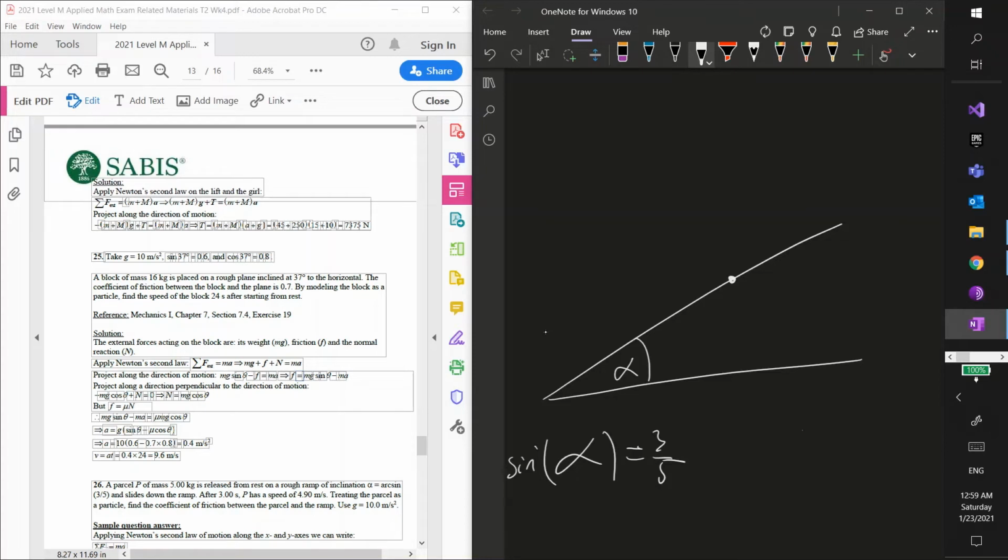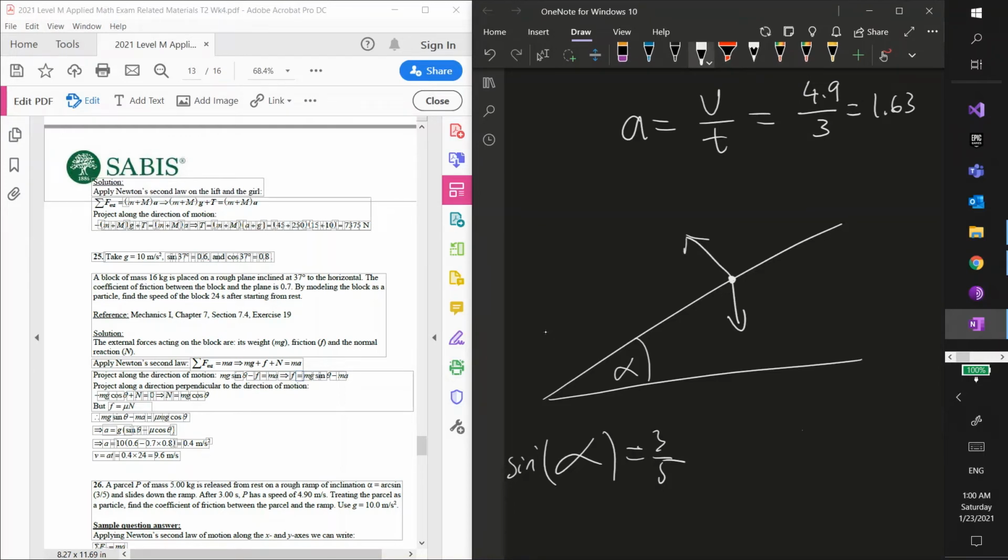Particle of mass 5, here you have your weight, you have your normal. And after 3 seconds, the speed is 4.9. After 3 seconds, speed is 4.9. Acceleration is just speed over time, right? So your acceleration is just 4.9 over 3. 4.9 over 3 is equal to 1.63. But I'm just going to use it as a fraction, to get a more accurate answer.